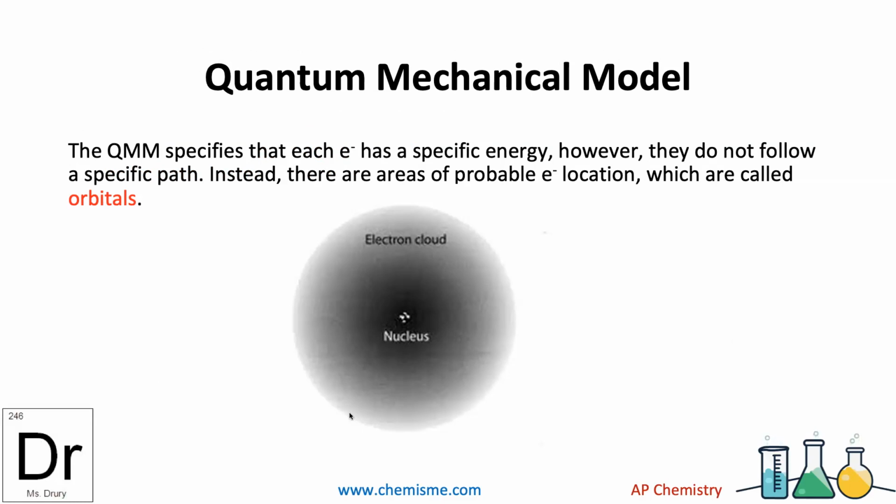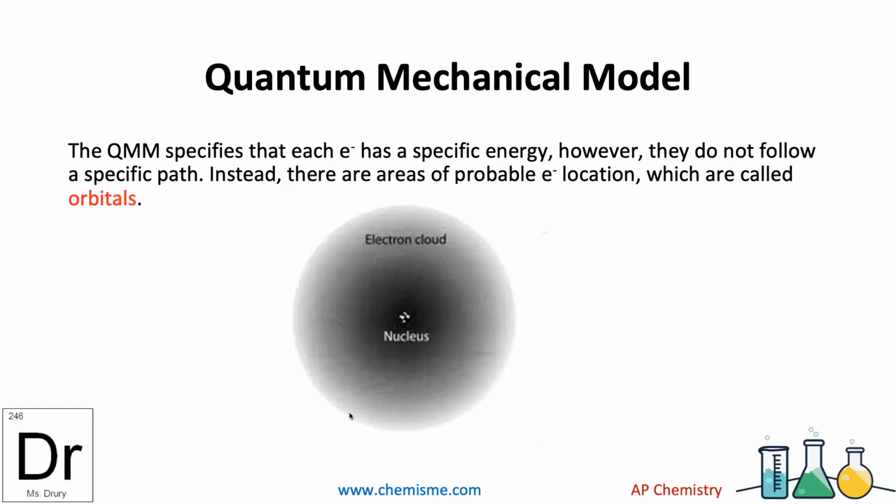What we're basically saying is that each electron has a specific energy, but they don't follow a specific path as we saw in Bohr. Instead, there are areas of probable electron location, which are called orbitals. The difference is that Bohr had distinct energy levels, or orbits, kind of like the planets around the sun. They follow a 2D orbit.